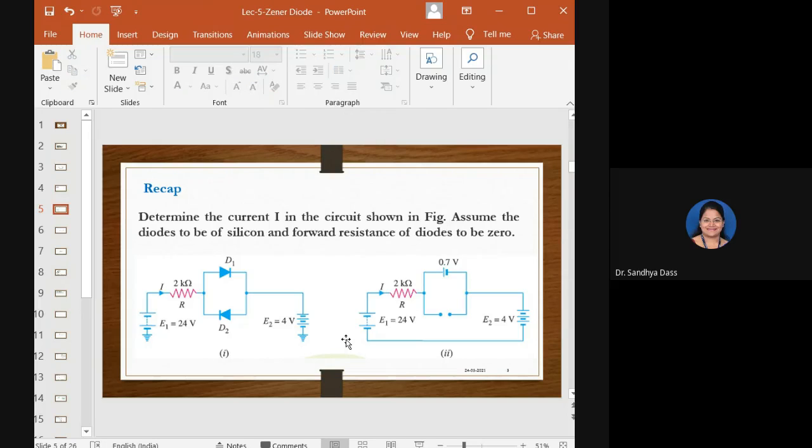This is the equivalent circuit. Are you with me? Are you able to understand? So in the closed path, when you apply KVL, minus E1 plus I into R plus VD1 plus E2 will be equal to 0. Okay. So from that, quickly tell me what is the current value there. Substitute and tell me what is the current value.